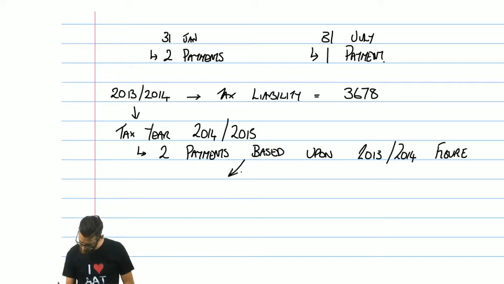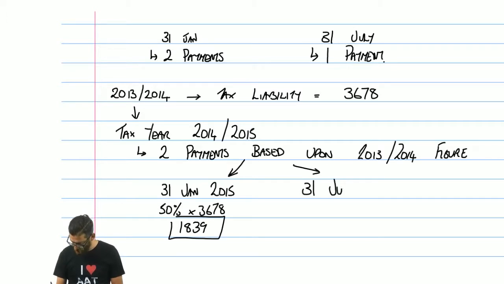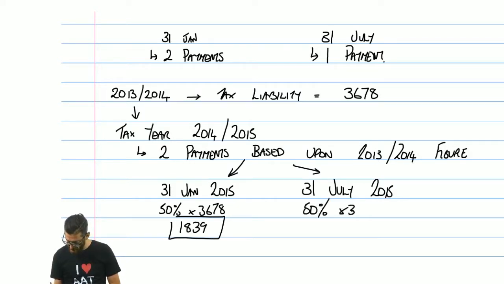And subsequently, what we will do is we will pay on the 31st of January 2015, 50% of that 3678, which will be 1839. And on the 31st of July 2015, we will pay the other 50% of that 3678, giving us 1839.